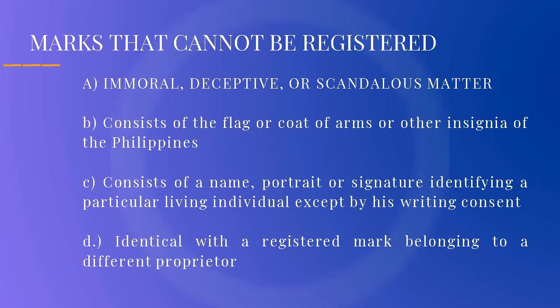Now, what are those marks that cannot be registered? 1. Immoral, deceptive, or scandalous marks, or scandalous matter. Another, one that consists of the flag or coat of arms or other insignia of the Philippines. What else? One that consists of a name, portrait, or signature identifying a particular living individual except by his written consent. D. Identical with a registered mark belonging to a different proprietor. Those are the marks that cannot be registered.